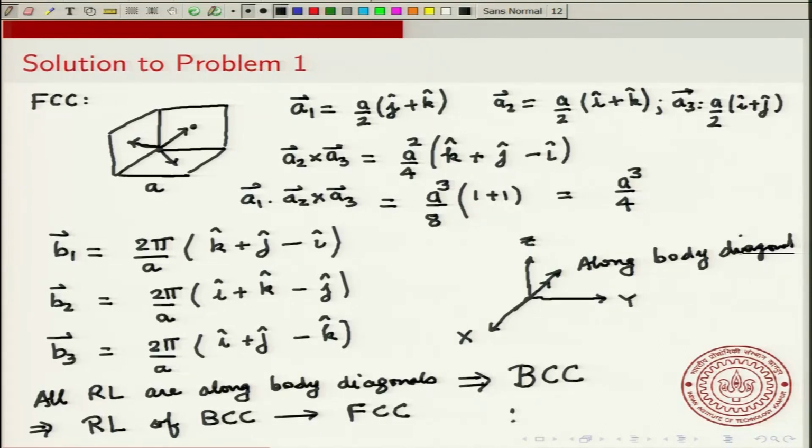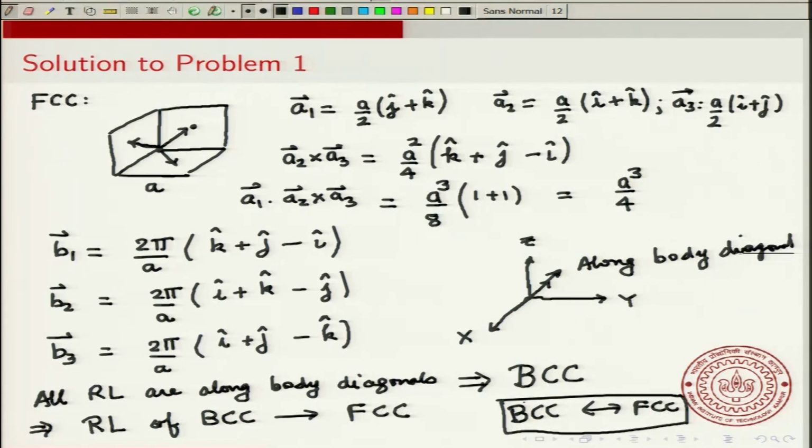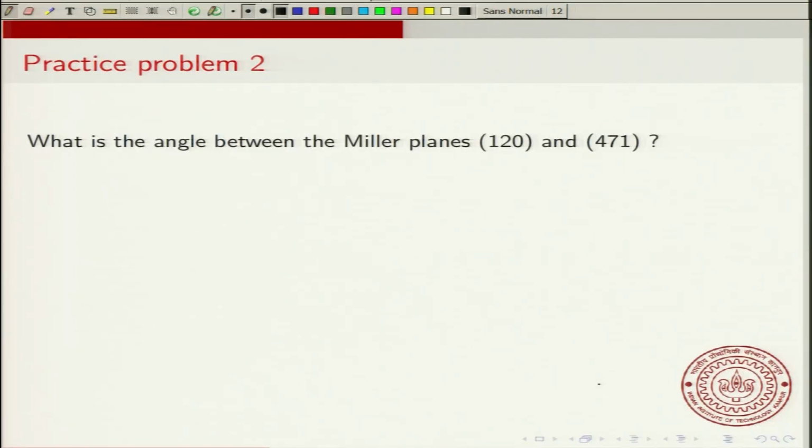So, basically there is this real lattice and reciprocal lattice pair between BCC and FCC. If the Bravais lattice is BCC, then the reciprocal lattice will be FCC. Similarly, if the Bravais lattice is FCC, the reciprocal lattice will be BCC, okay. So, next problem is a rather simple problem. What is the angle between the Miller planes 120 and 471?